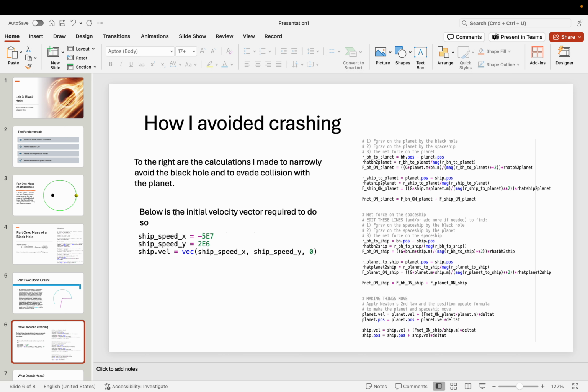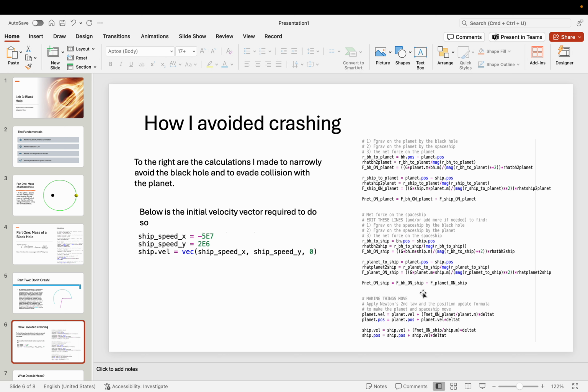So how did I avoid crashing? To the right are the calculations which were needed to narrowly avoid the black hole and evade collision with the planet on the rear. You'll see that we had to calculate the position of the black hole to the planet. We have to calculate the unit vector, and then eventually the force of the black hole on the planet. And then we had to do the same thing with the ship and the planet, and then the black hole to the ship, et cetera, et cetera.